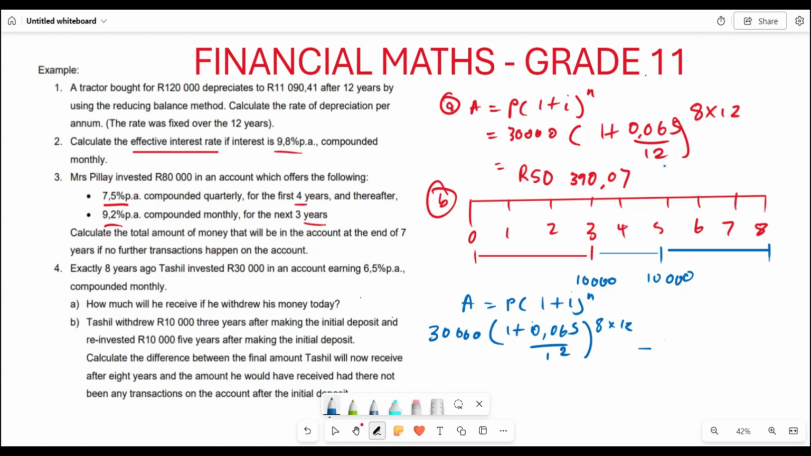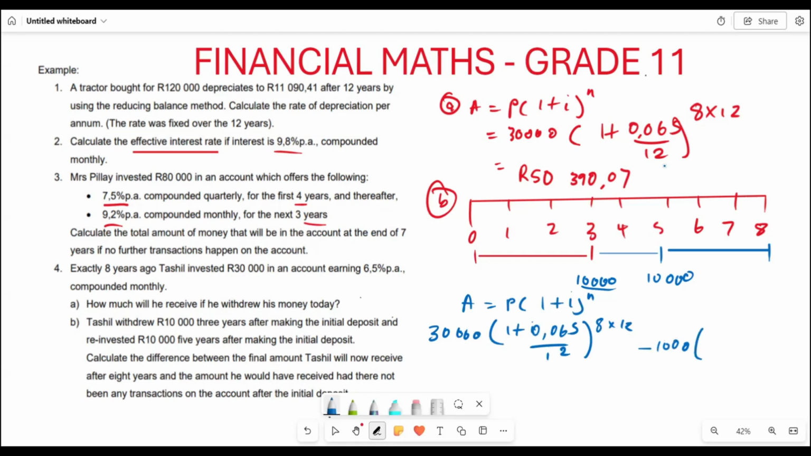Remember, what is it that you are having here? This is going to be subtract 10,000. And then the 10,000, remember, it's after the 3rd year, right? Which means now we are left with the number of years that are remaining, your 5 years thereafter, right?